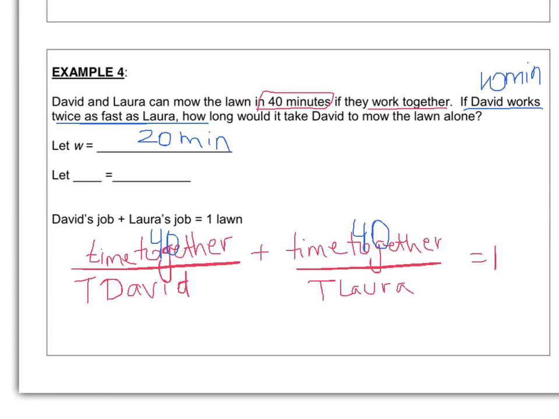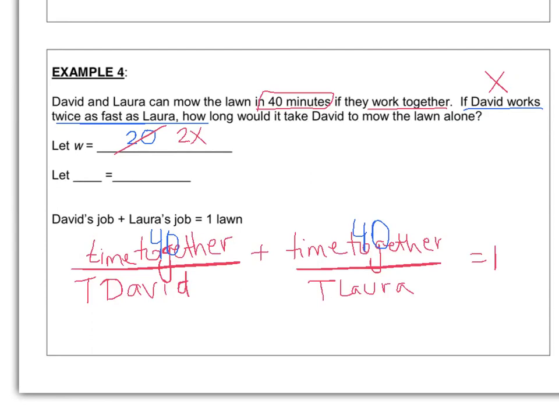Now, what if she takes, let's say, 40 minutes to do the work? Then it will take him 20 minutes. So he's faster, he takes less time. But we don't really know how long Laura takes, so I'm going to say, if David takes, let's say, 10 minutes to finish the job, it will take Laura more because she's slower, so it will take her 20. So let's say that David is x because we don't know. So how long will it take Laura to finish it? It will take her 2x.